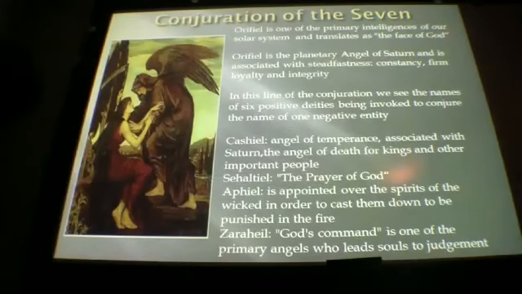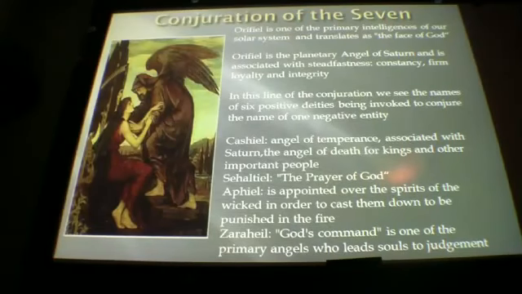So, Raphael is one of the primary intelligences of our solar system and translates as the face of God. Raphael is the planetary angel of Saturn and is associated with steadfastness, consistency, firm loyalty, and integrity. Saturn is also related, remember, with death. Saturn is the law of death, that kind of thing. So it can be used for the death of the ego or the death of the physical body.